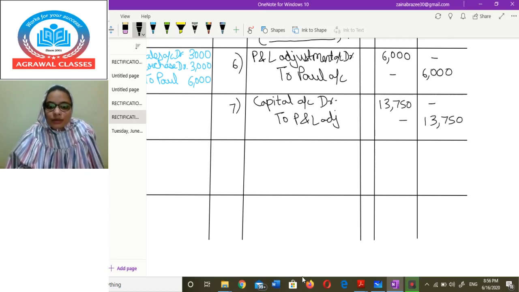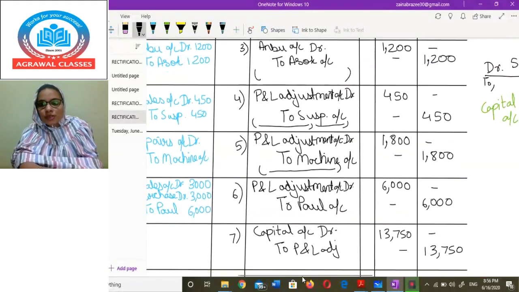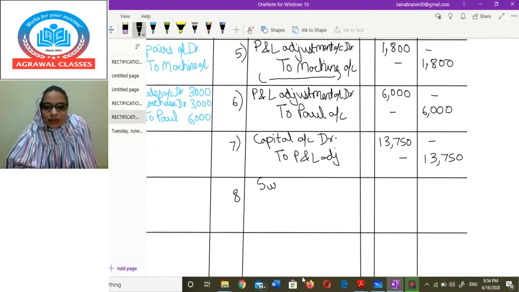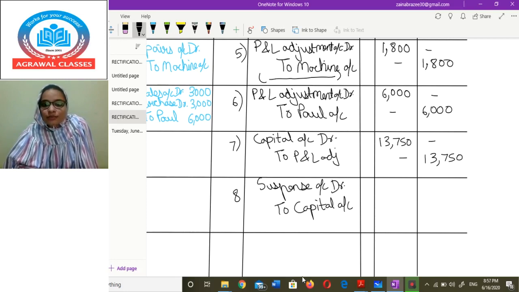And suspense, let us just check once. Suspense came on the debit side. So suspense account debit to capital account 8450. You can just write in the narration, being P&L adjustment account now transferred to capital account, being suspense account now transferred to capital account.